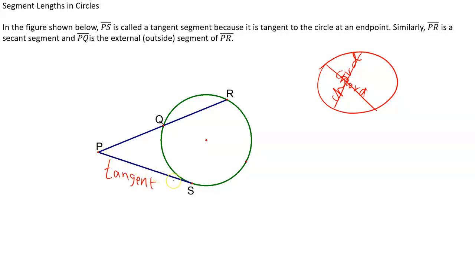And when you only have part of that tangent, because a tangent is a line, we call that a tangent segment. So from P to S is called a tangent segment. P to Q is called a secant segment because it touches twice and it's part of a secant, because a secant is a line. We call from P to Q the external or the outside part of that secant segment. As you can see, the tangent, the entire part is outside. All of the tangent is outside, whereas the secant from P to Q is outside of the circle, but from Q to R is inside the circle.